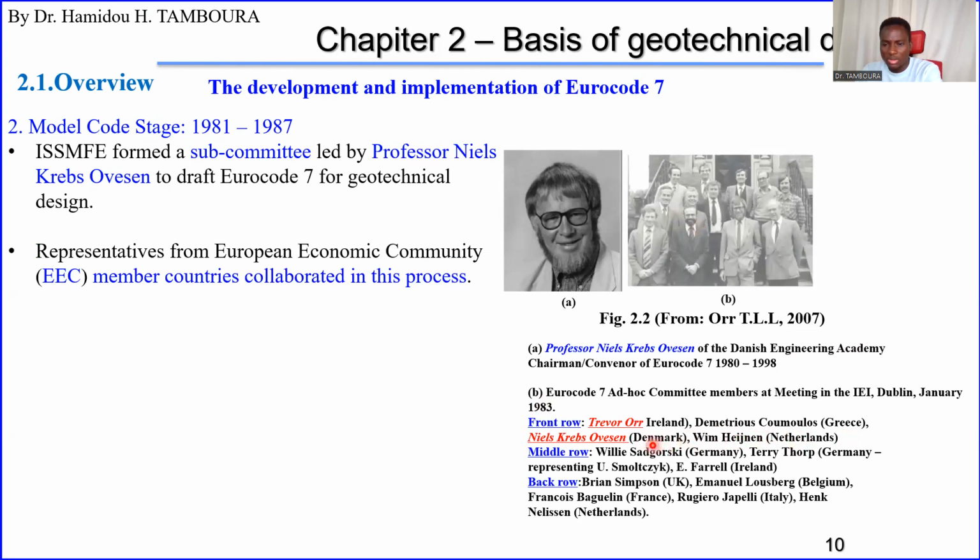From Netherlands. Yes, Professor Niels is from Denmark, Danish Engineering Academy chairman. He was the chairman of the group. So in the middle row, the middle one, we have Germany representing, I don't know this one, but we have also Ireland. The back row: UK, Belgium, France, Italy, and also Netherlands.